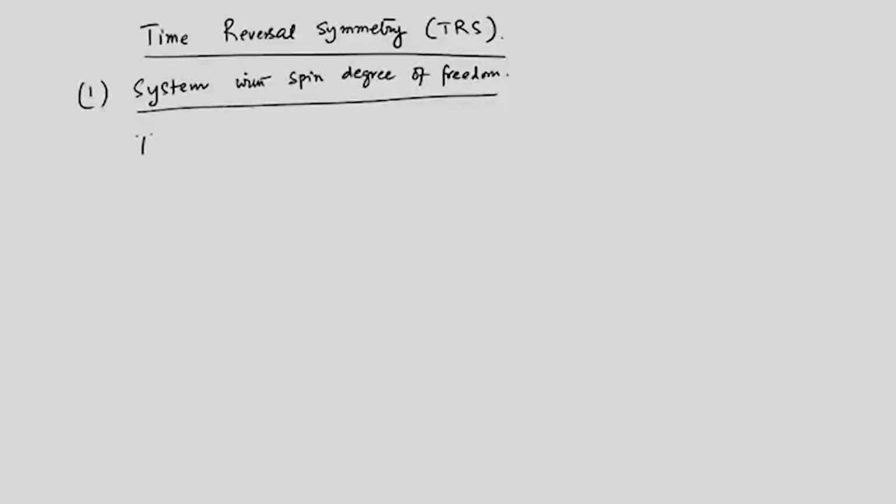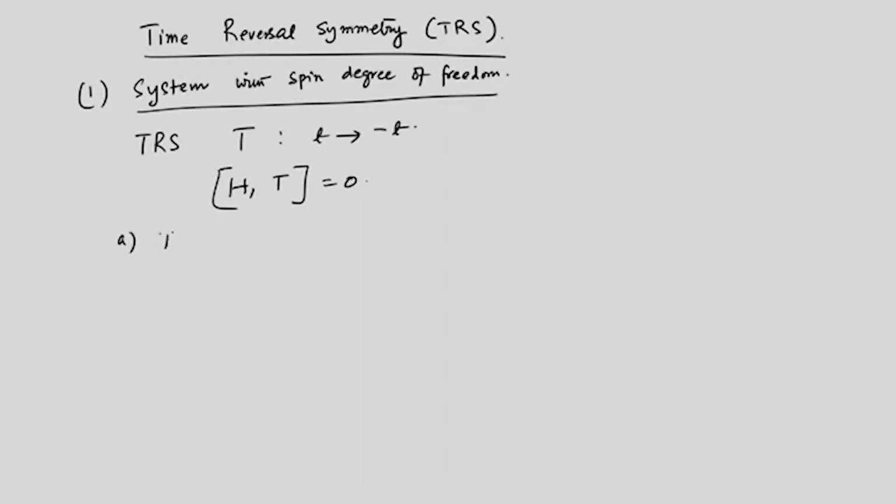So under TRS, small t goes to minus t, and the Hamiltonian commutes with the time reversal operator. The time reversal operator simply changes t to minus t, and the Hamiltonian commutes with that. Now my Hamiltonian may not only contain t, it contains x and p and so on and so forth. I will show you all these properties.